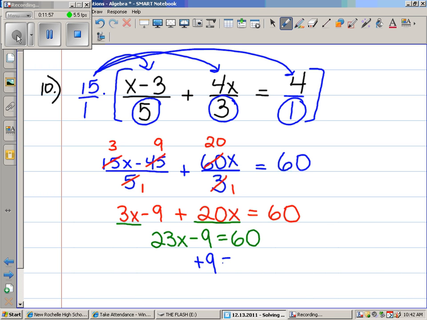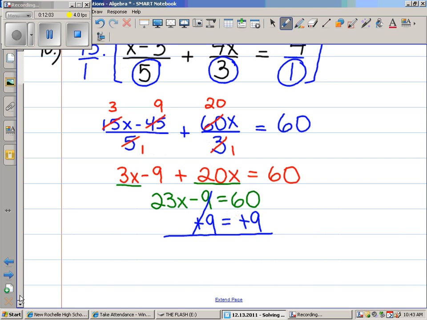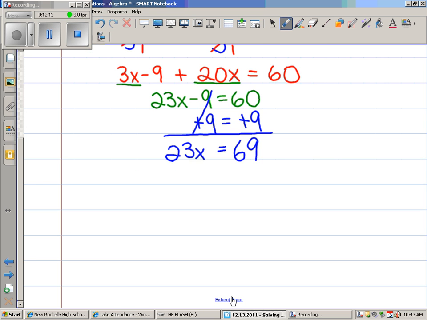Plus 9. You know what we're looking for in the end, Elizabeth, is we're looking for x to equal only one number. Okay? So 23x equals 69. Good. Very nice. Divide both sides by 23. X equals 69 divided by 23.